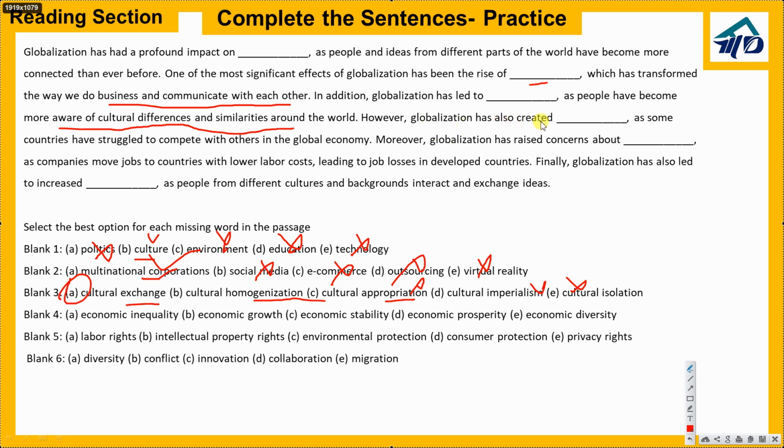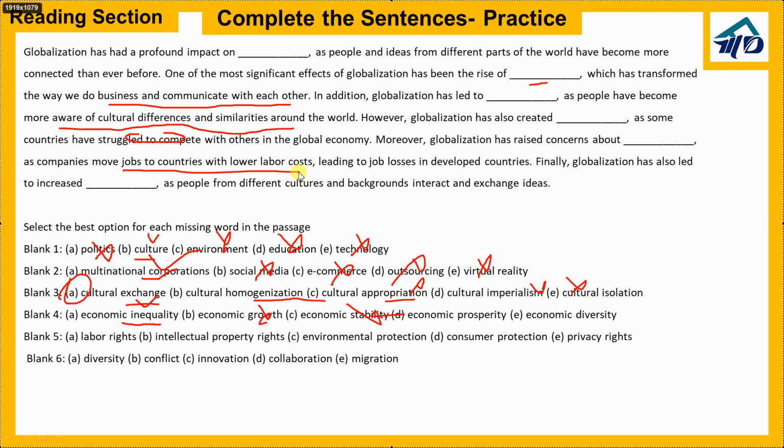However, globalization has also created Dash as some countries have struggled. Globalization has also created what? Economic inequality. Growth? It's written like have struggled. So with struggle, I can't say growth. I can't say stability, prosperity. Only inequality.